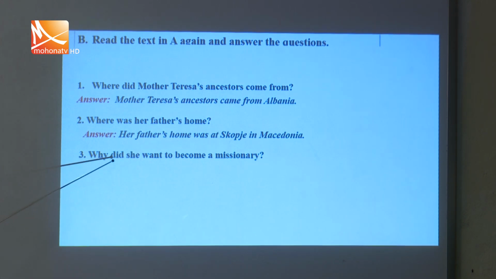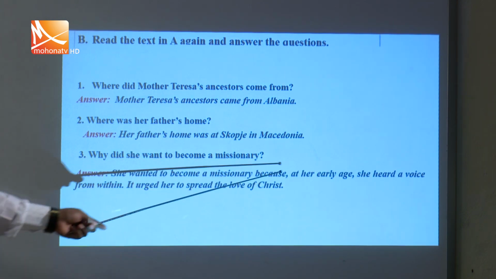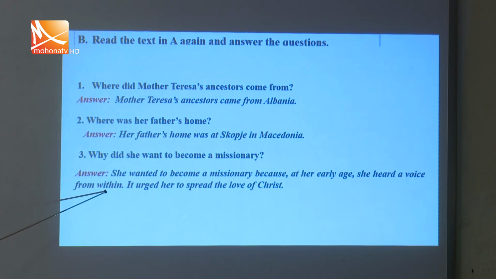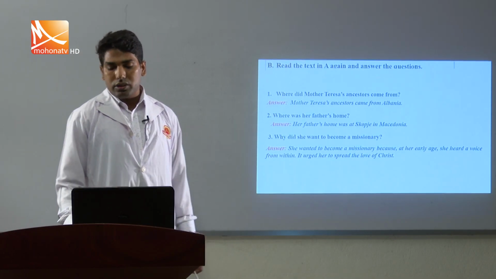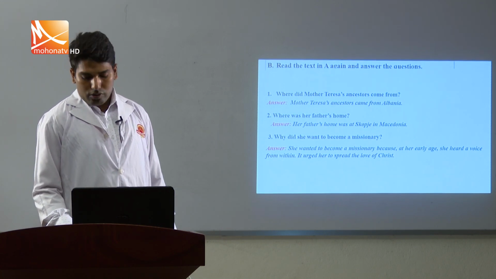The question is very easy. She wanted, because here is also the verb did, she wanted to become a missionary because at her early age she heard a voice from within, and it urged her to spread the love of Christ. And there are more questions in the next slide.